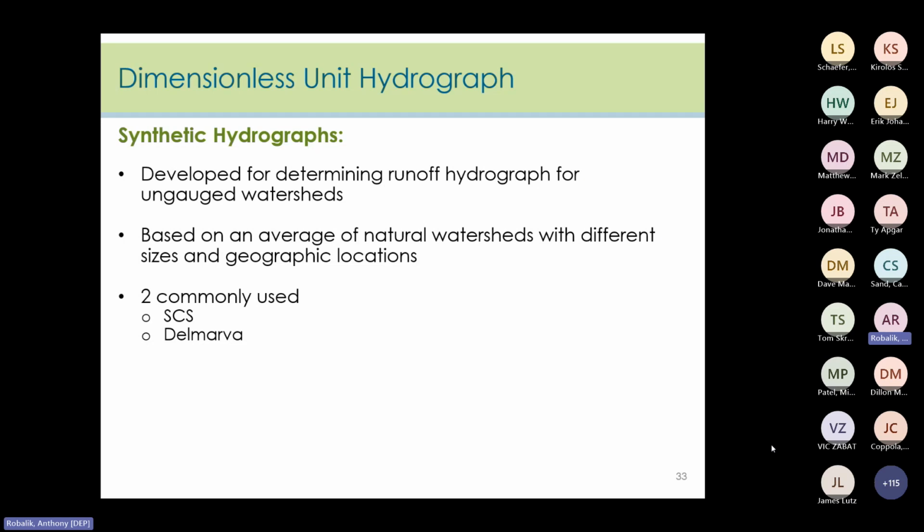In general, we use 2 synthetic hydrographs, which are the Soil Conservation Service, or SCS, dimensionless unit hydrograph, and the Delmarva dimensionless unit hydrograph. And most software packages have settings that allow selection of either of those. So first, let's talk about the SCS, which is based on an average of natural watersheds with various sizes and geographic locations, which allow us to predict how an unmetered watershed will react to rainfall.